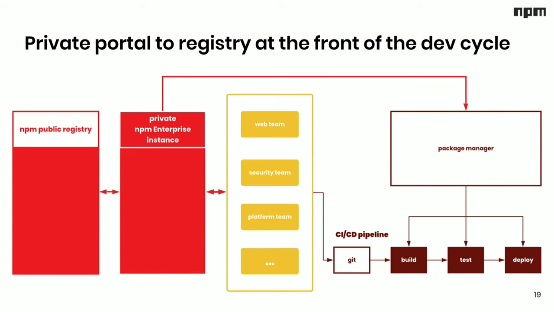So this is a diagram which might help to better illustrate how NPM Enterprise could fit within your existing development workflow. So on the far left, you see the NPM Public Registry. So this is the thing that your teams and your tools talk to today. So you can see that NPM Enterprise kind of sits immediately to the right and serves as a drop-in replacement for that public registry.